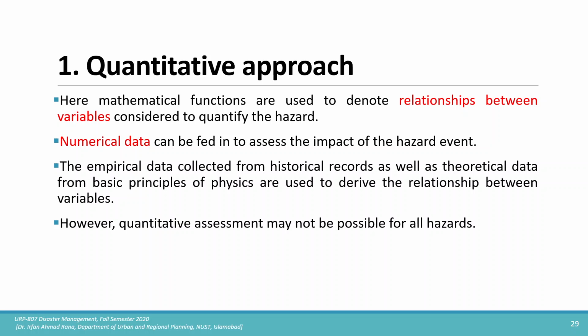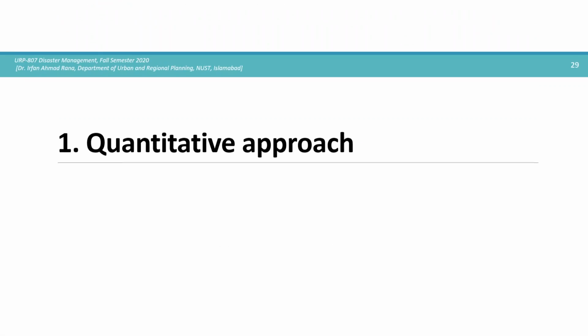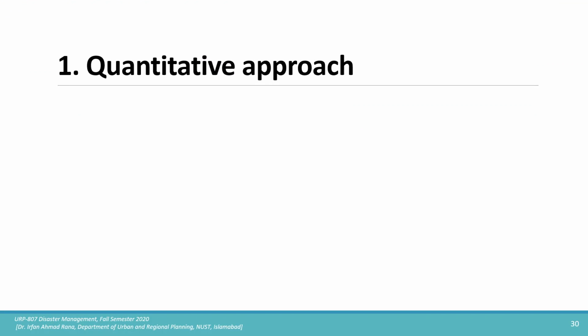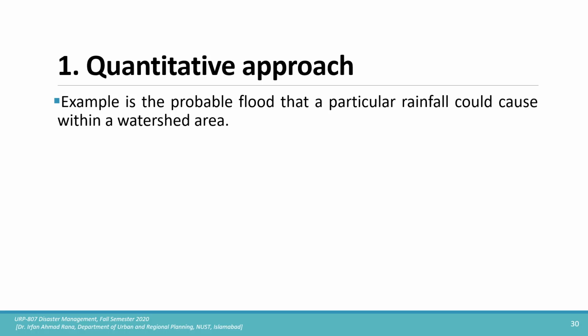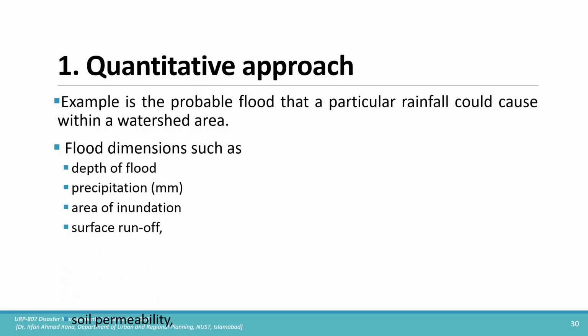But sometimes it's not available for all hazards, and we might have to go for another approach, that is the qualitative approach. For example, flooding. There are different flood dimensions. What are we going to be incorporating in our model and what not, what sort of data we have, what sort of data we don't have? That all depends upon the availability of data.